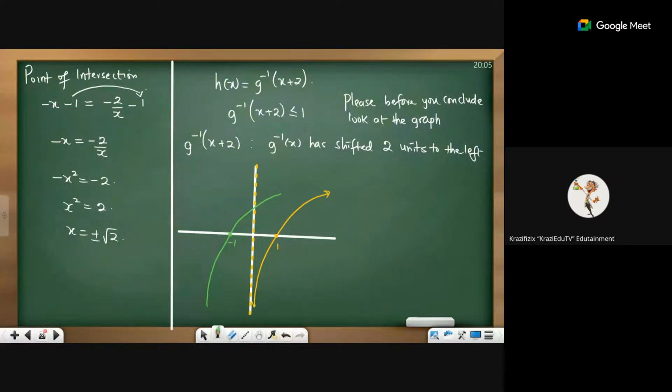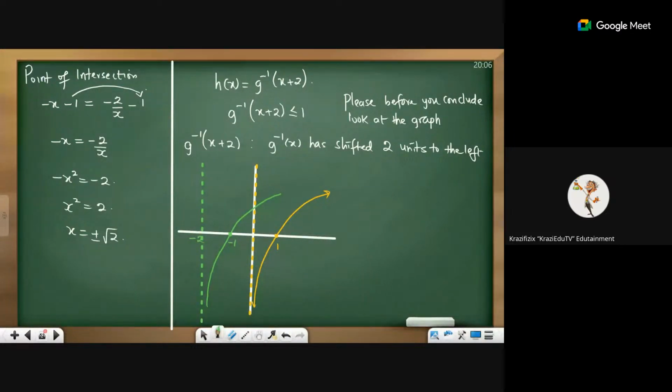Because it shifts 1 to 0. But here's where they want to catch you. When the graph is shifting, the asymptote must also shift. What was the asymptote? X equals to what? 0. The asymptote must also shift. So what's the new value of the asymptote?